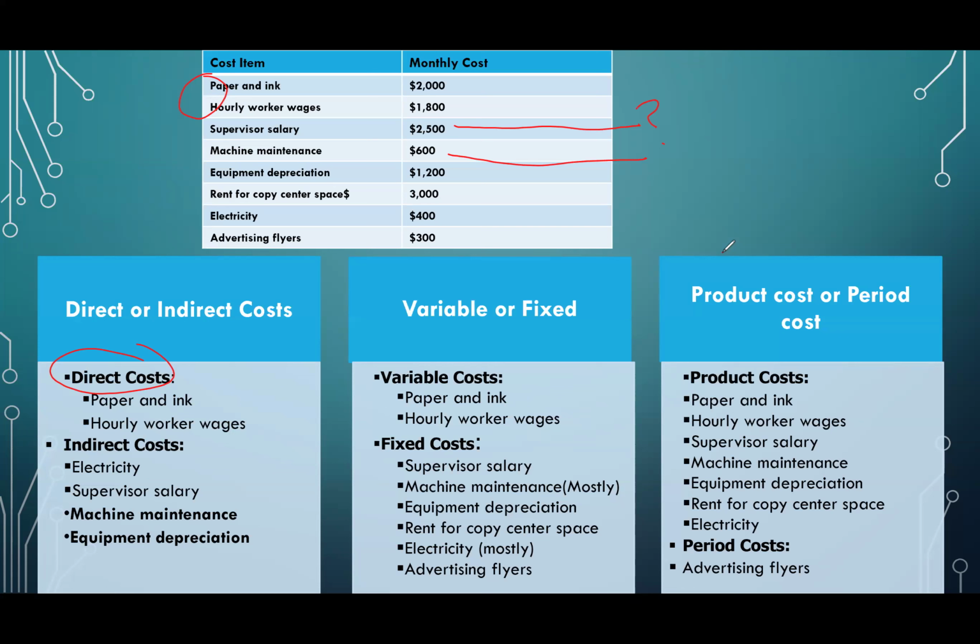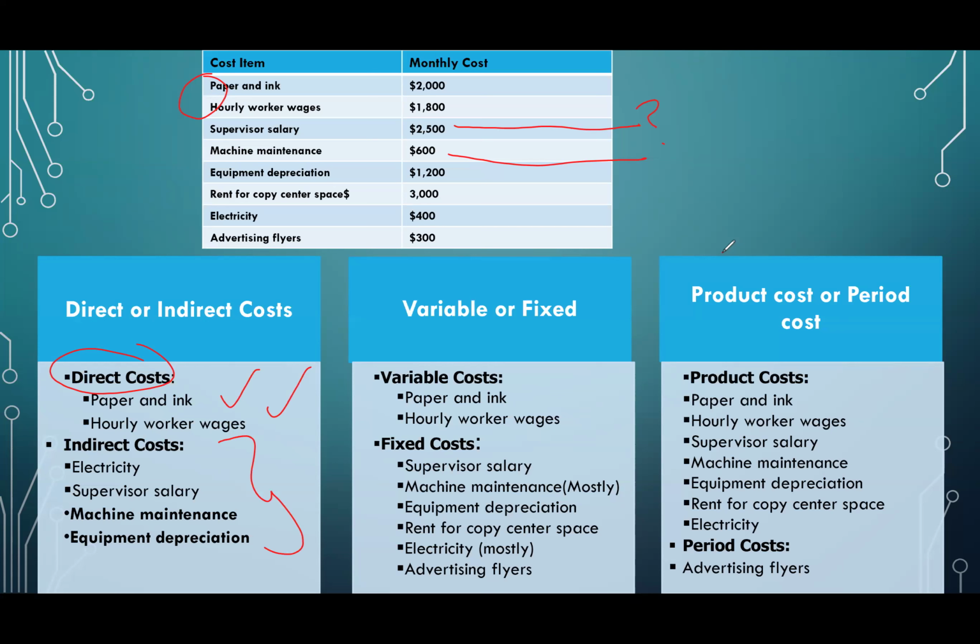Machine maintenance essentially means repair and maintenance. Maintenance is typically happening periodically. If I print a lot more pages, maintenance does go up, but not with each page. Similarly, the rent for the copy center space does not go up when I print one more page. So these two are direct costs, and almost everything else is an indirect cost in our example.